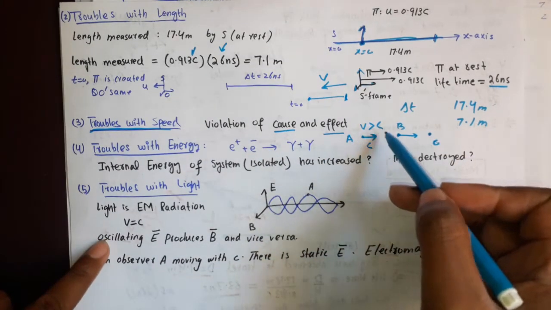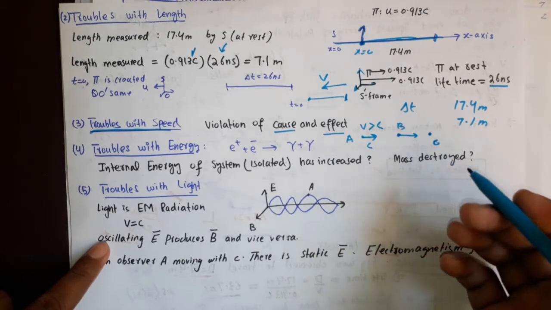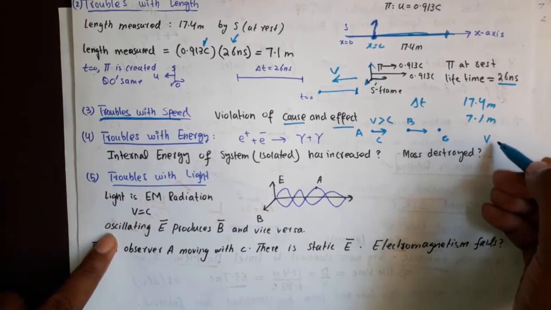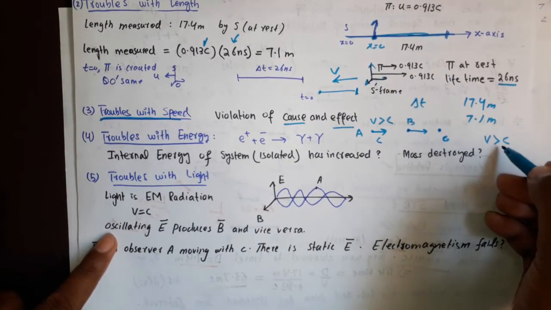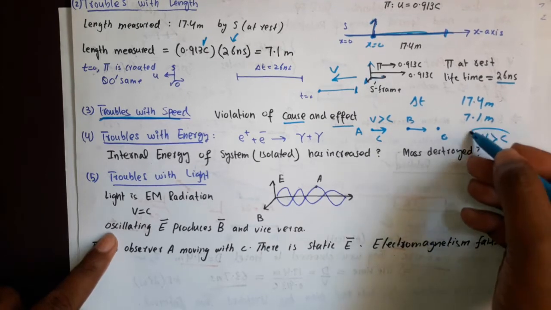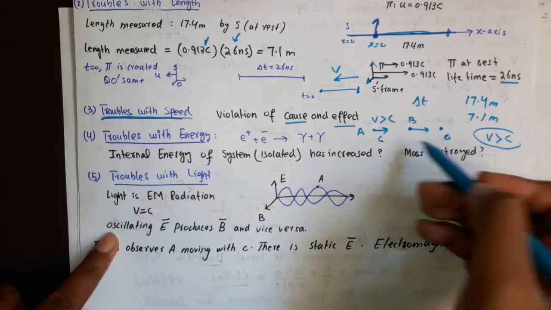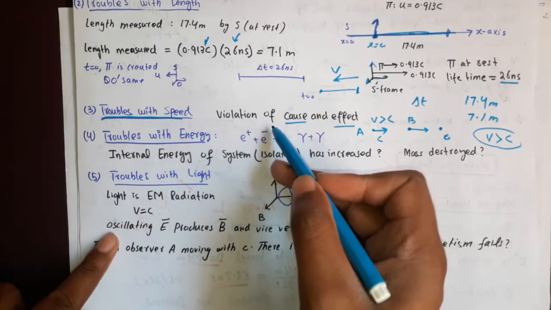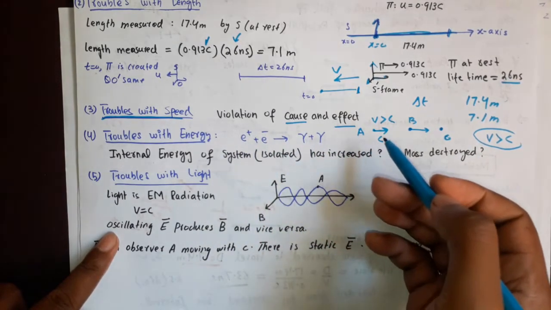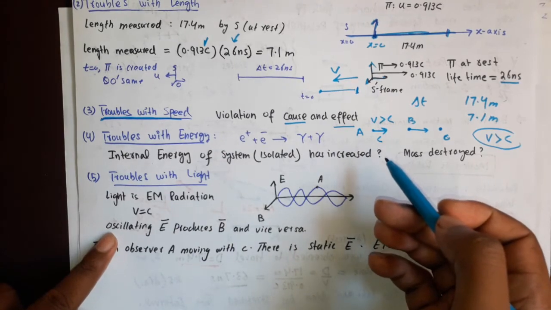Classical mechanics does not put a limit on the speed. So we may have a speed which is greater than the speed of light. So this is another problem. If objects can move with speed greater than the speed of light, there is a violation of cause and effect. This is also known as the principle of causality.